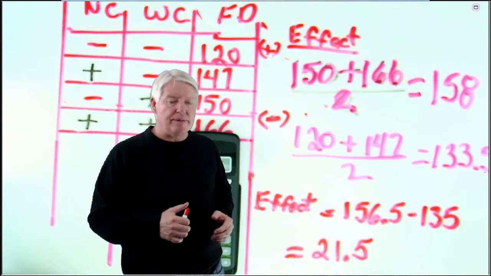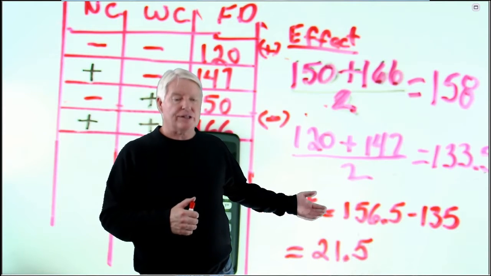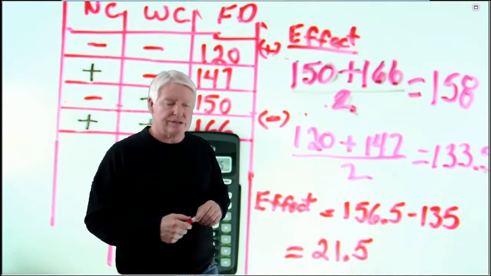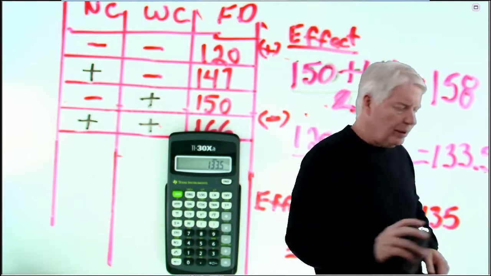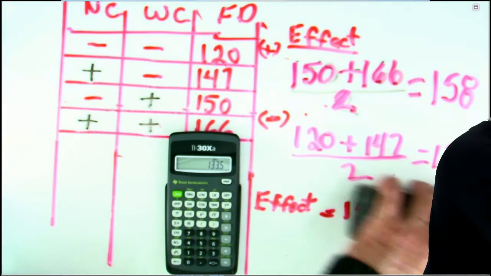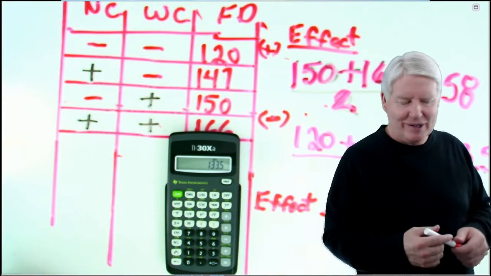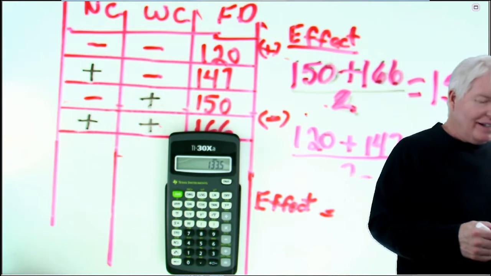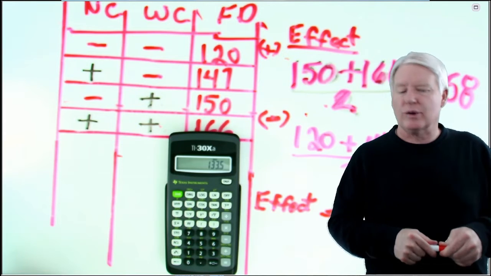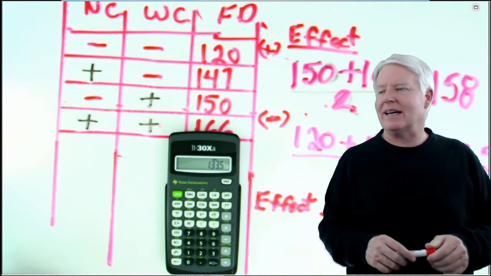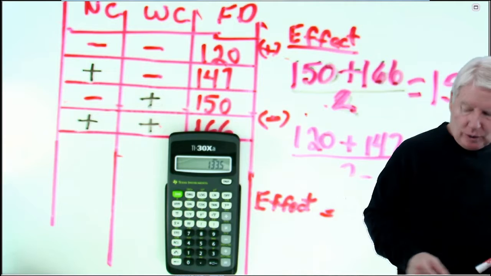Now I'm going to calculate my effect. How am I going to do that? I'm just going to subtract those two averages is all I'm going to do. So let's go and do that. By the way, we're going to use these later, so you should be writing these down. Remember, the nose condition effect was 21.5. I have it written down. You can't see it, but I am recording those.